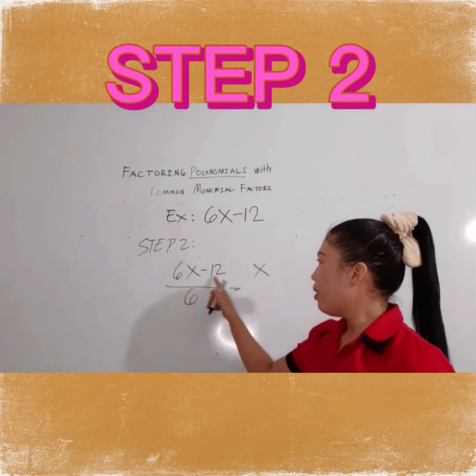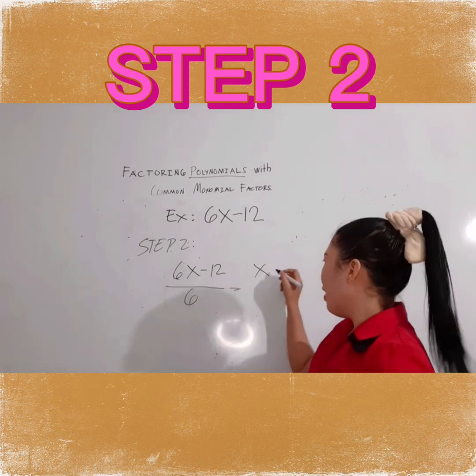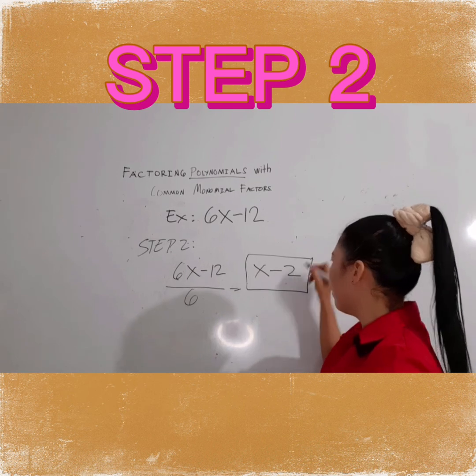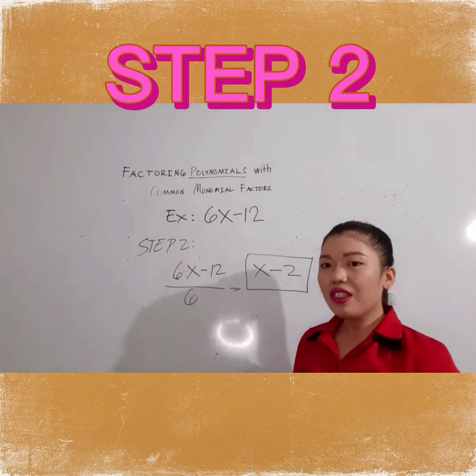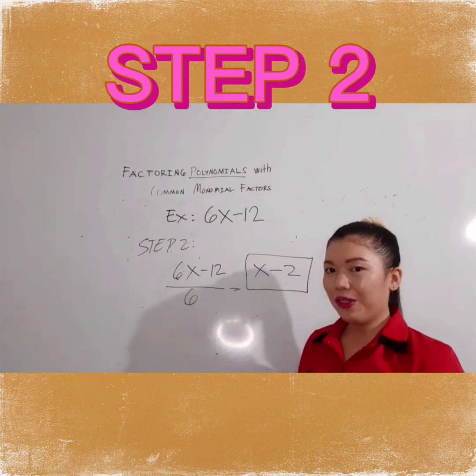Next, negative 12 divided by 6. What is the answer? Yes, very good. The answer is negative 2. So the answer in our step 2 is x minus 2.